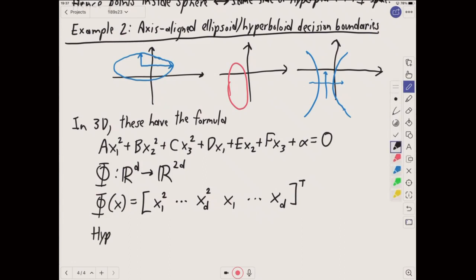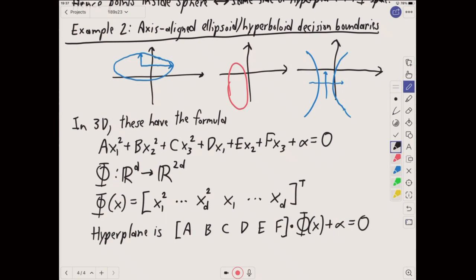So now, when we find a hyperplane, it's going to be a hyperplane we can write in the following form. Take this row vector, dot product with phi of x, plus alpha equal to 0. That's the formula for our hyperplane separator. And this vector, you can think of it as the weight vector produced by our support vector machine. Transpose, because w is a column vector.